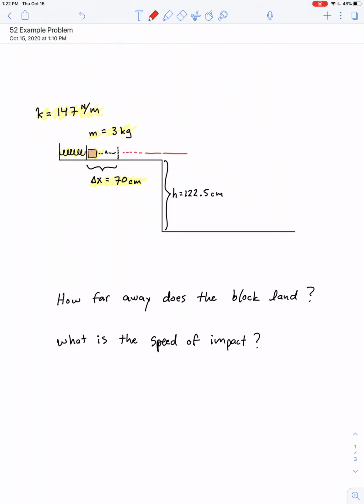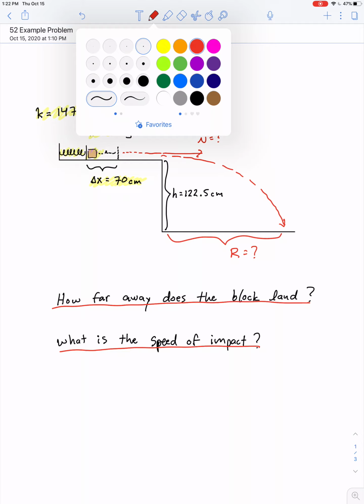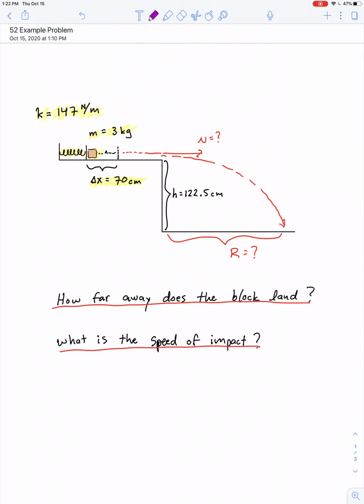the block flies off the edge of the desk with some velocity that's yet to be determined, and therefore follows a half parabolic trajectory. So we're asked, how far away does the block land? What's the range of the projectile? And also, what's the speed of impact? So the block is going to impact the ground at some unknown angle, and that total final speed is something we have to solve for. Okay, shouldn't be too difficult.